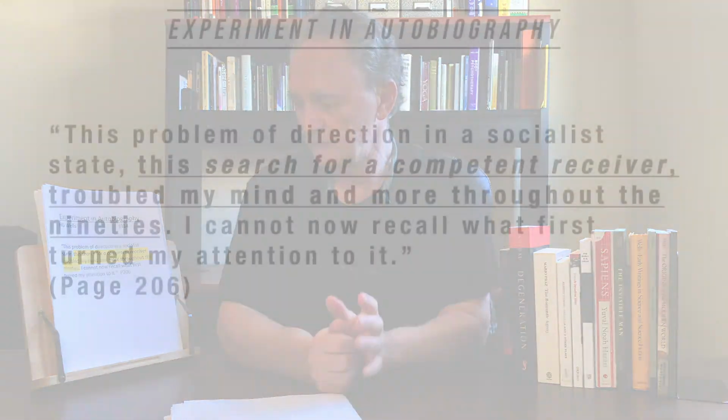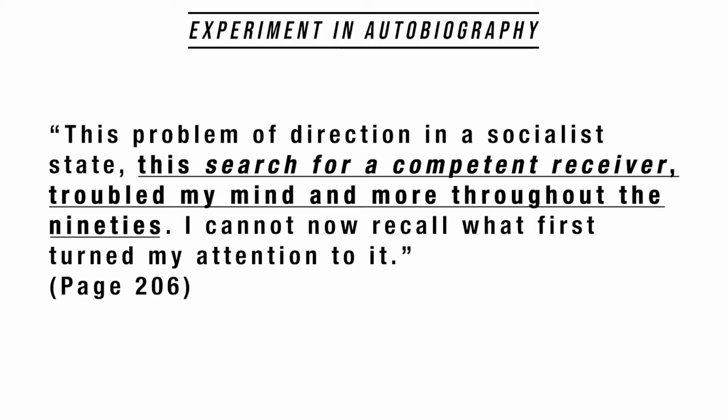So, as Wells notices the changes that are happening in what you might call modern society at the end of the 19th century, his gaze is looking for who might lead civilization, and specifically English society, to new heights. Which aristocracy, or what kind of aristocracy? And this was a problem. And he realized that. He said, "This problem of direction in a socialist state, this search for a competent receiver, troubled my mind more and more throughout the 90s. I cannot now recall what first turned my attention to it."